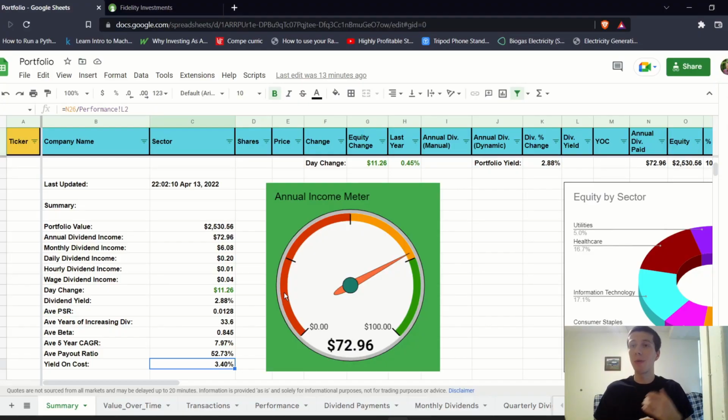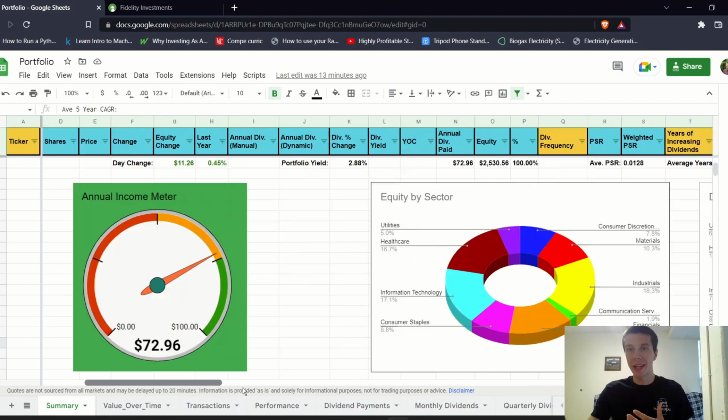So just looking at where we were last month, the portfolio value at the end of last month was around $2,500, and the annual projected dividend income is $72.96, which gives us a dividend yield of 2.88%. This is definitely something that I wouldn't mind bringing down a little bit in favor of safety and growth of the dividend as well. And talking about growth, the average dividend growth over the past 5 years for companies in my portfolio is around 8%, which I am pretty happy with.